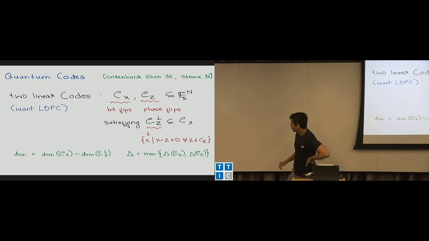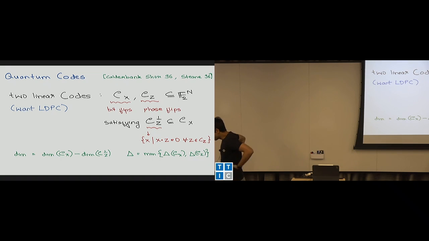Okay. And yes, I do need to explain what is at the bottom. So I said a quantum code is two classical codes. And what are the parameters of this quantum code? Because now there are two sets of parameters to choose from. Really, the quantum code is actually this space Cx modulo Cz perp, or the coset space of that. So the dimension of the quantum code should be thought of as how much is left in Cx once you remove Cz perp, or the difference in the dimensions.